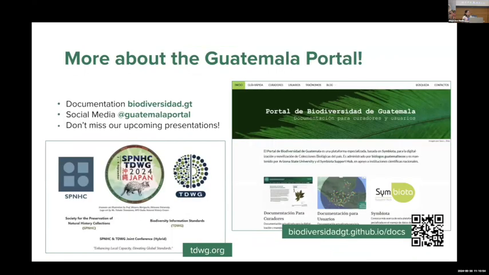So if you want to learn more about our biodiversity portal, you can join us in TED Week in September. We will give a couple of talks over there, and we have documentation in Spanish mainly, and tutorials and everything that you need to know on how to start digitizing your data in a Symbiota portal.